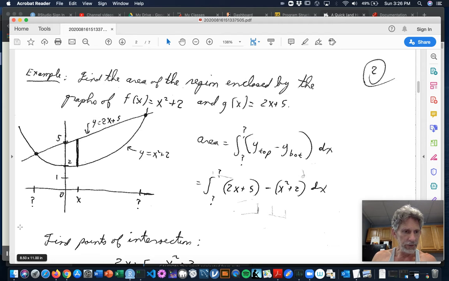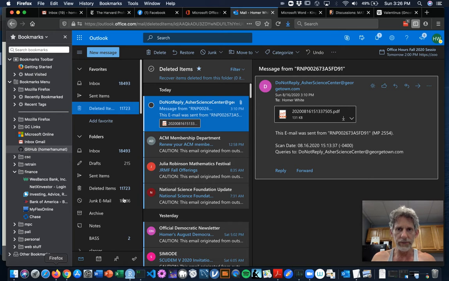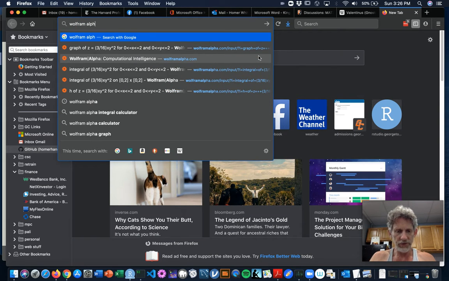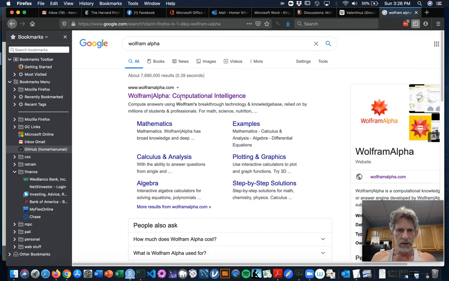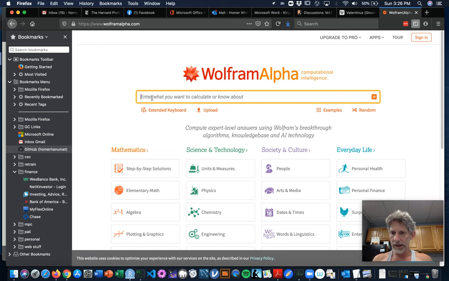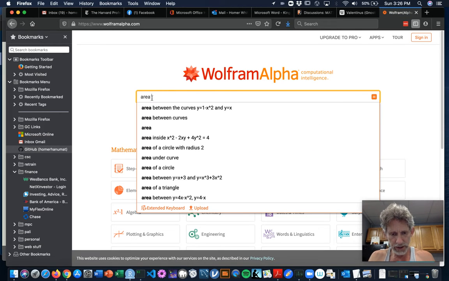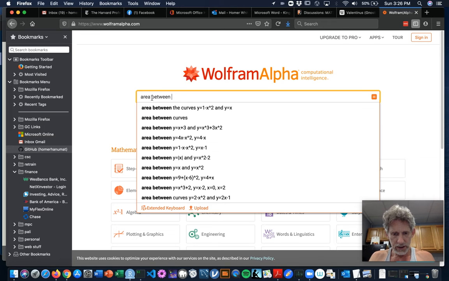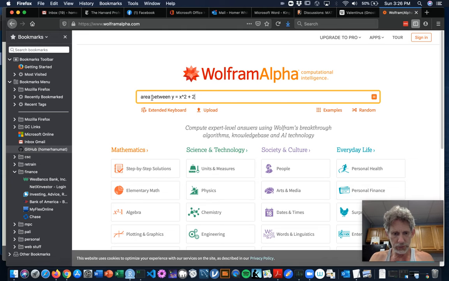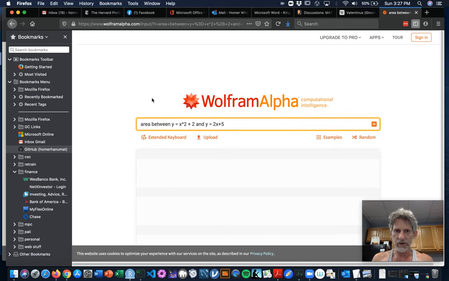So I'm just going to head to the internet somewhere. How about up here, and I'll Google Wolfram Alpha, computational intelligence machine. All right, and I'm just going to see if this could actually tell us the area between y equals x squared plus 2 and y equals whatever that other curve was, 2x plus 5. Okay, let's see if we can figure out what we want.